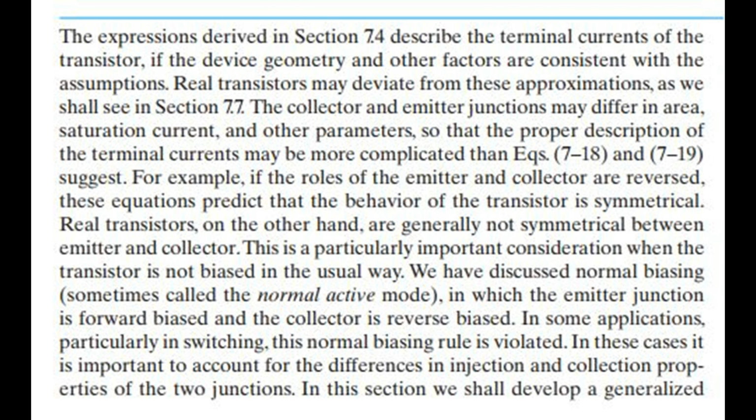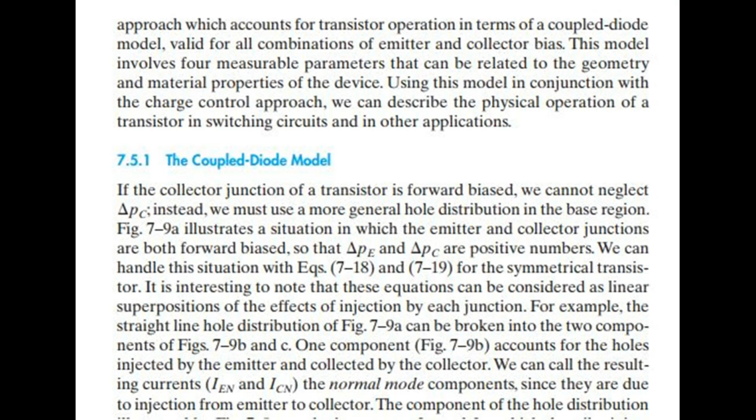In this section we shall develop a generalized approach which accounts for transistor operation in terms of a coupled diode model, valid for all combinations of emitter and collector bias. This model involves four measurable parameters that can be related to the geometry and material properties of the device. Using this model in conjunction with the charge control approach, we can describe the physical operation of a transistor in switching circuits and in other applications.